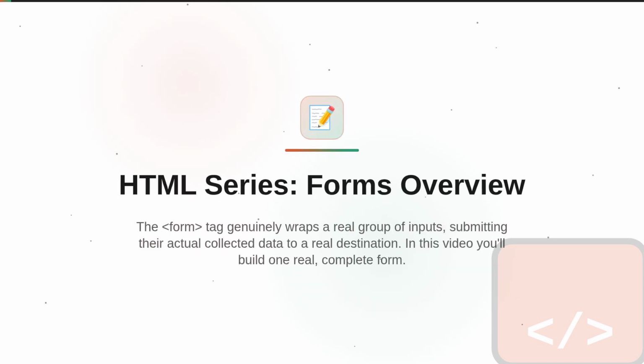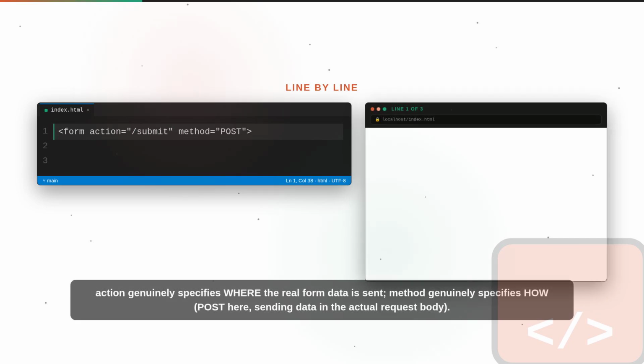The form tag wraps a group of inputs, submitting their collected data to a destination. In this video you'll build one complete form. Action specifies where the form data is sent.